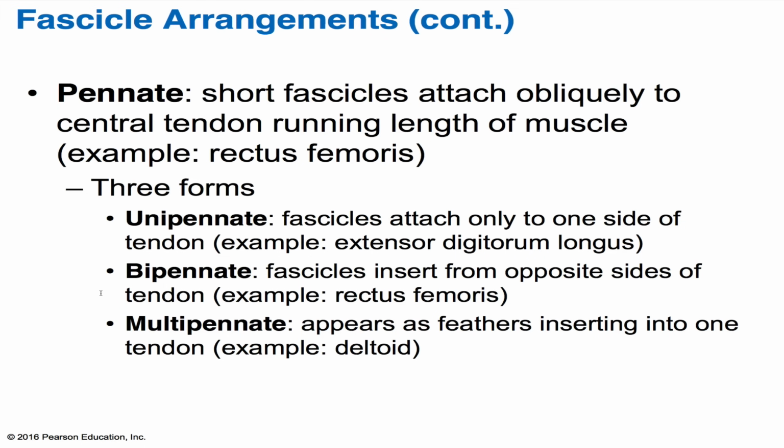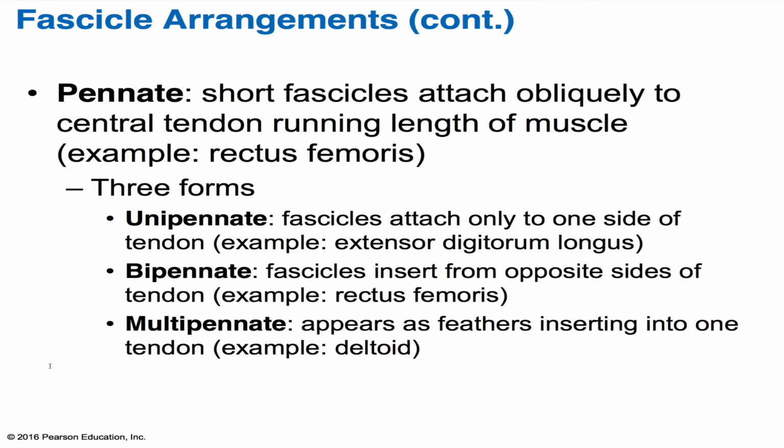If the fascicles insert into the tendon from opposite sides, so the muscle's grain resembles a feather, then we say the arrangement is bipennate. The rectus femoris of the thigh is a bipennate muscle.